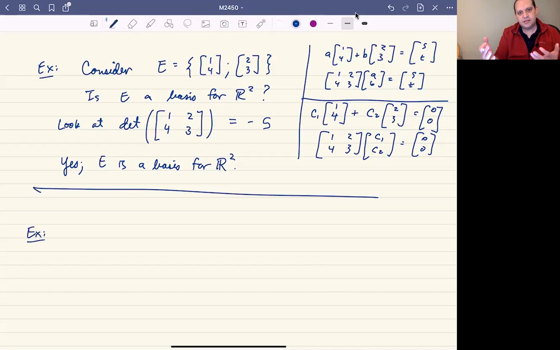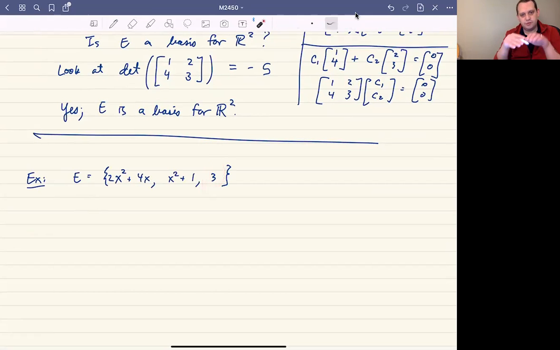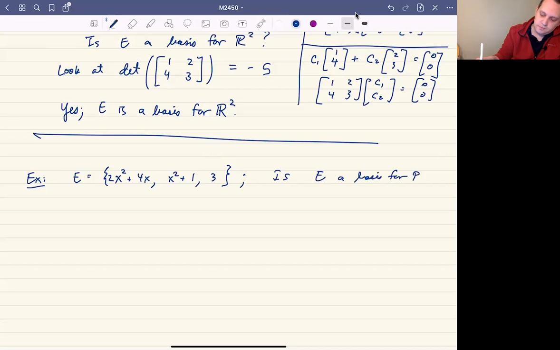And I'll show you how this works. Let's look at the set of polynomials P2, and let's look at some vectors in P2. Let's say I want to consider the set of vectors 2x squared plus 4x, x squared plus 1, and then the vector 3. These are all functions, so this last one in particular is the function that's always equal to 3. It's a horizontal line with y value 3. And I want to know, is E a basis for P2?